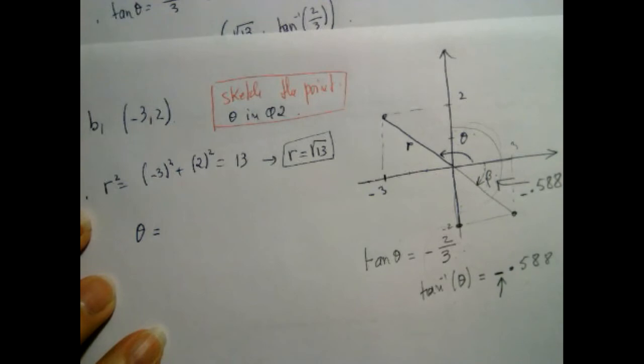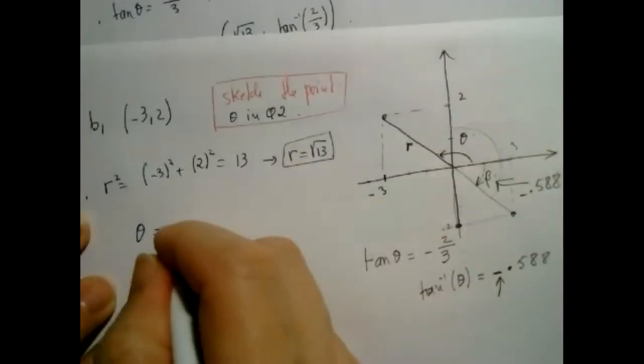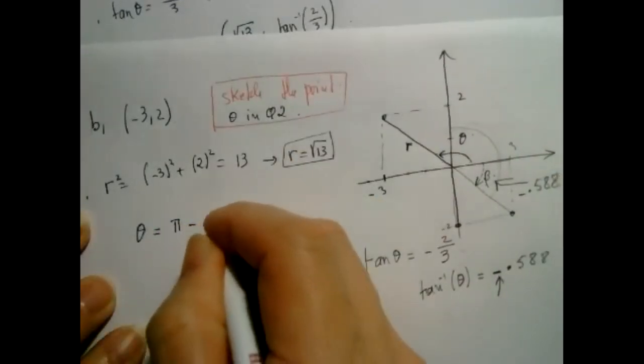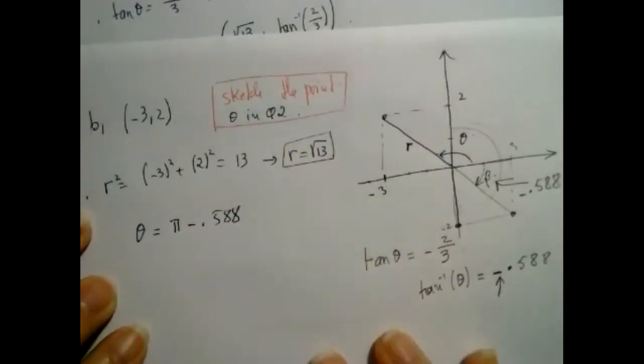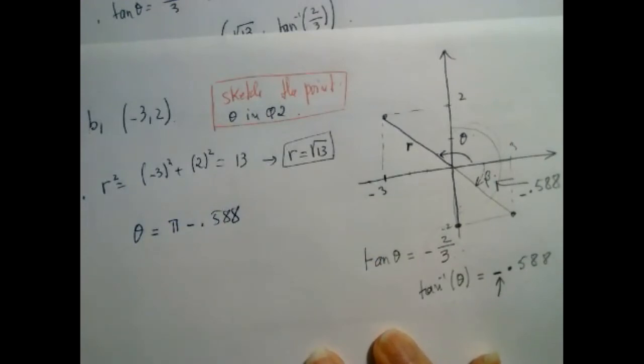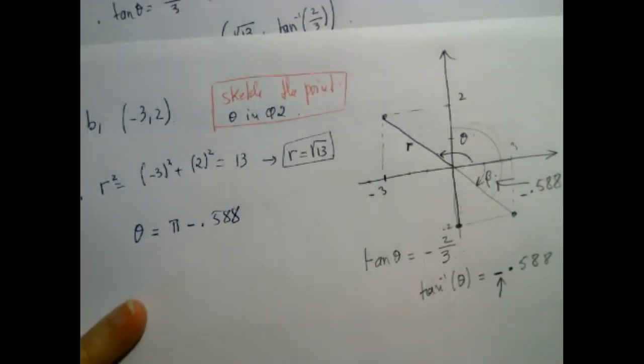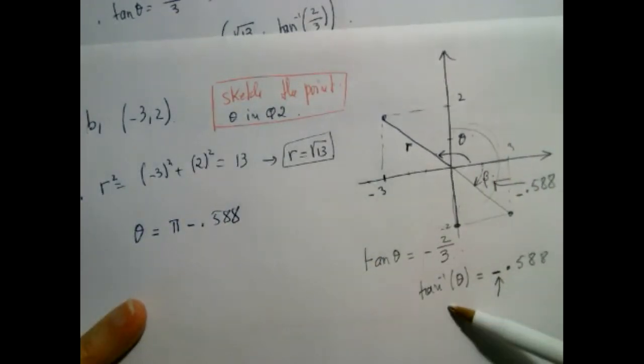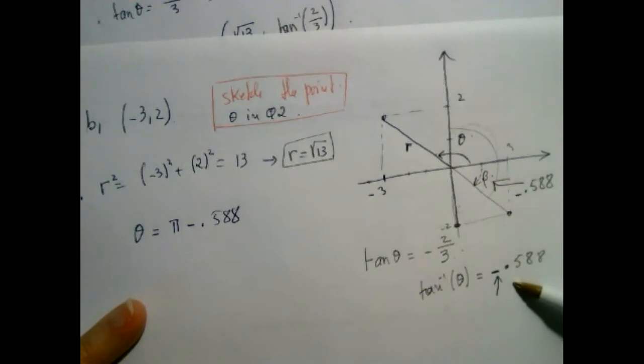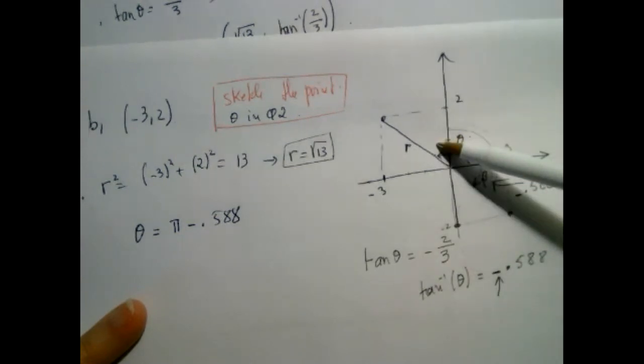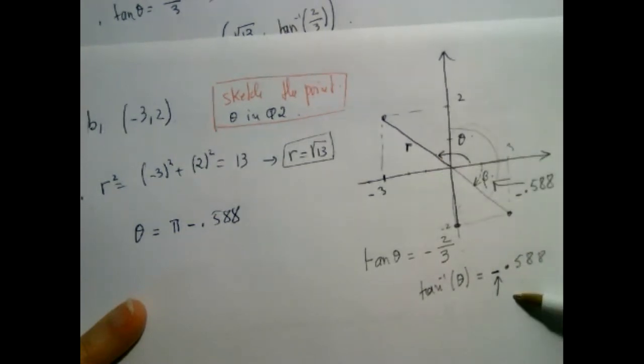Use the picture. Tell me what my theta is. Isn't it pi minus this? This is the theta. It's going to be pi minus 0.588. That's why I told you to use it with a lot of care, and that's why I told you you have to use the picture. Because if you use your calculator and you plug in minus 0.588, it does not agree with my picture. Theta is not minus 0.588.